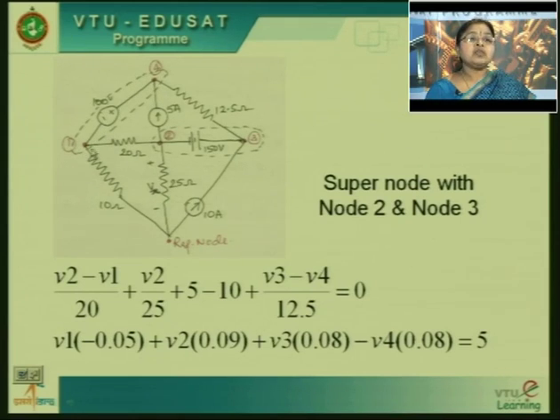Now the first super node is formed between node 1 and node 4. The positive of this source is connected to node 4 and the negative of the source is connected to node 1. So I can write a voltage relation between node 4 and node 1 as V4 minus V1 is equal to 100 volts. That is one equation. And the second equation I can write in terms of V3 and V2. V3 is connected to the positive of this 150 volt source and the negative is connected to node 2. So V3 minus V2 is equal to 150 volts. This is one more equation.